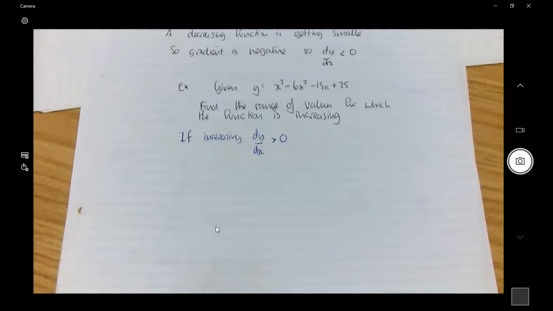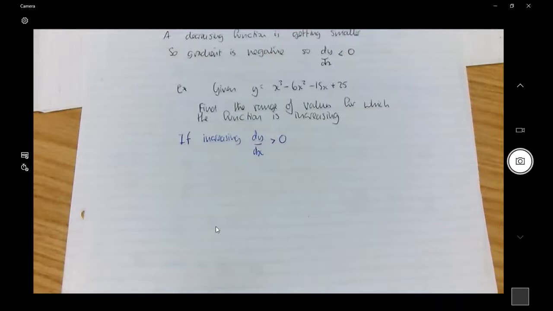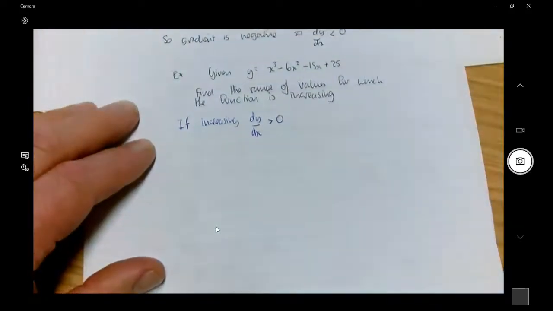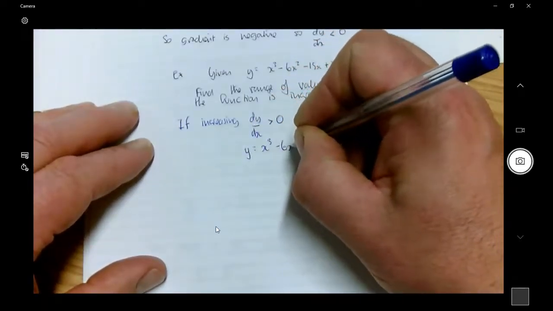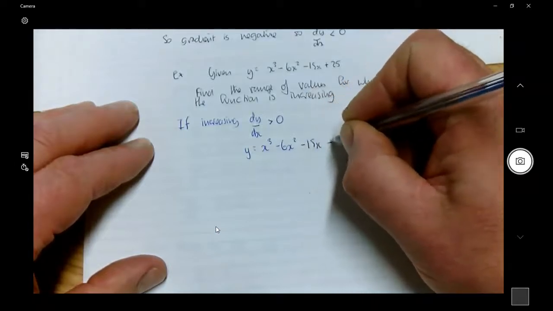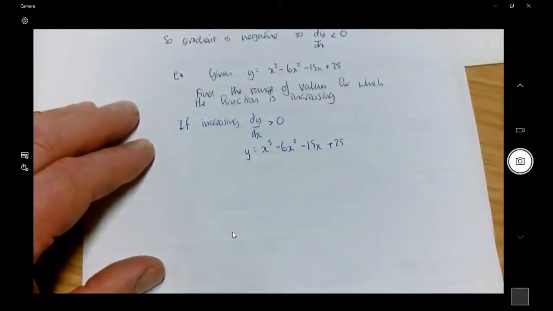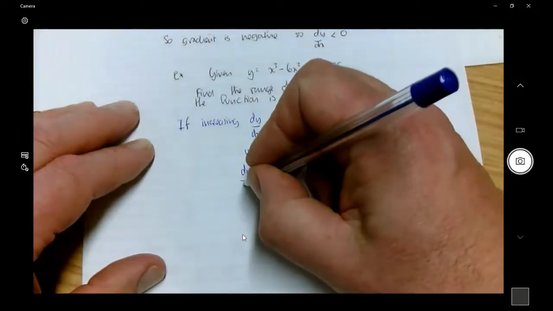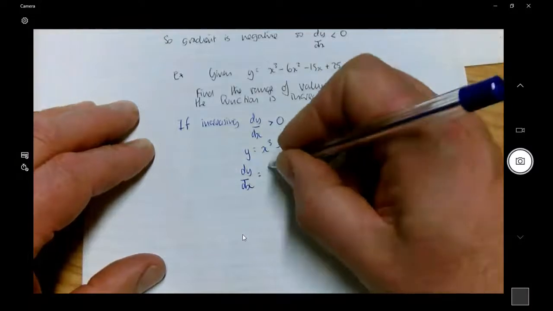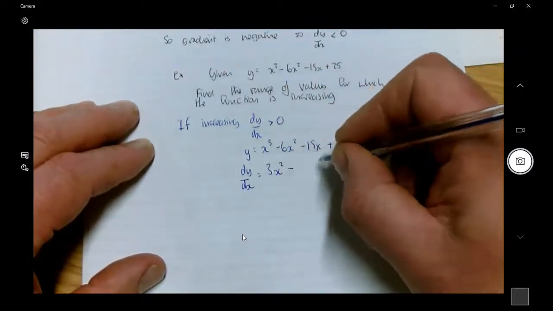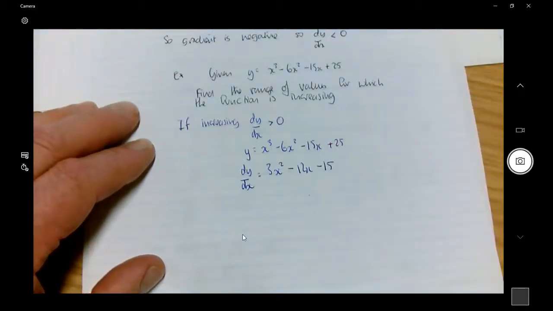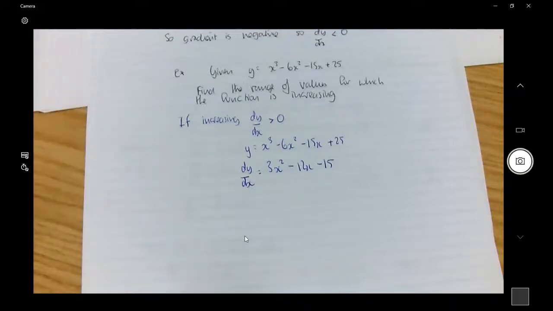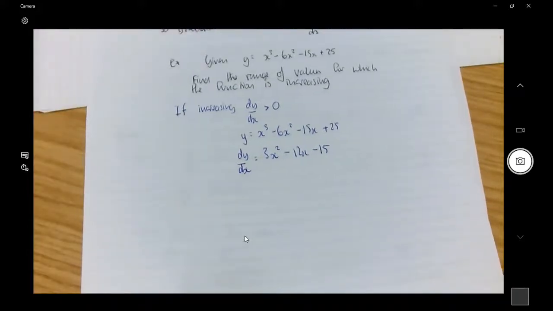Right. So if it is increasing, dy by dx is greater than naught. So you tell the examiner that, and now obviously start with what you're given. y equals x cubed minus 6x squared minus 15x plus 25, and straight away you're going to get a mark for knowing that we're differentiating: 3x squared minus 12x minus 15. Okay? And now this is why it's a favourite question towards the end of the paper, because it's going to test more than one topic.